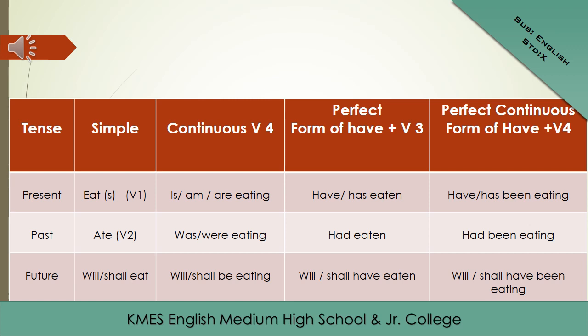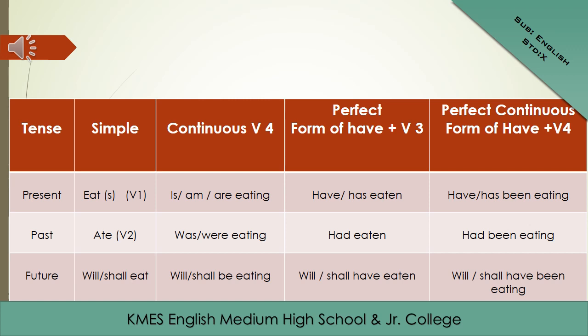Eat will become eaten. In the same way you have to do for other sentences also. Next what we have is past perfect. Past perfect, whether it is first person pronoun, second person pronoun, third person pronoun, will only use had plus the third form of the verb, that is eaten.